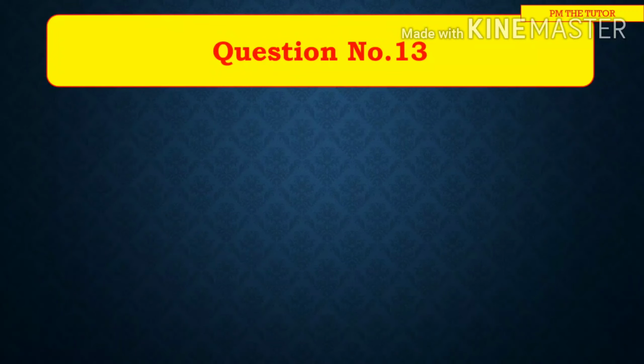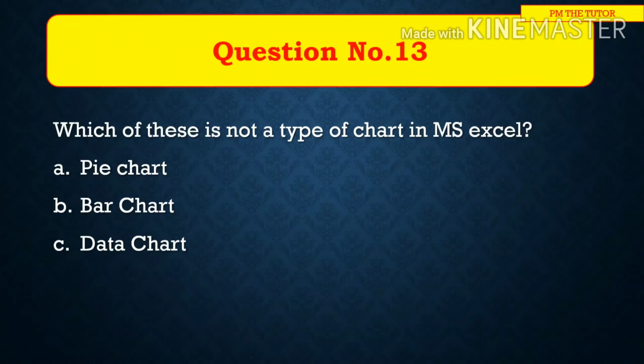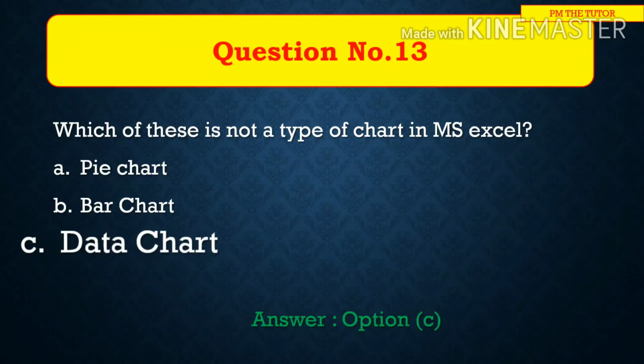Next question, question number 13. Which of these is not a type of chart in MS Excel? Options are pie chart, bar chart or data chart. Right option is option C, that is data chart.